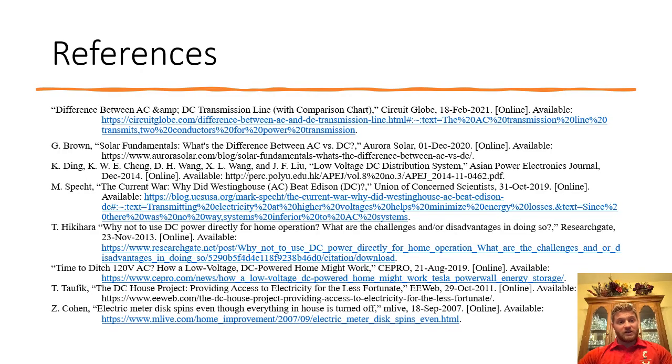This is my last slide and also my references slide, and these are all the different references that I used to research this project.